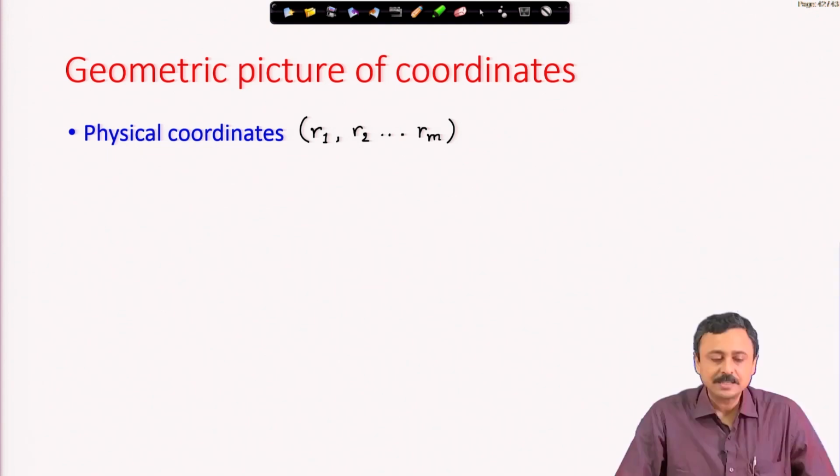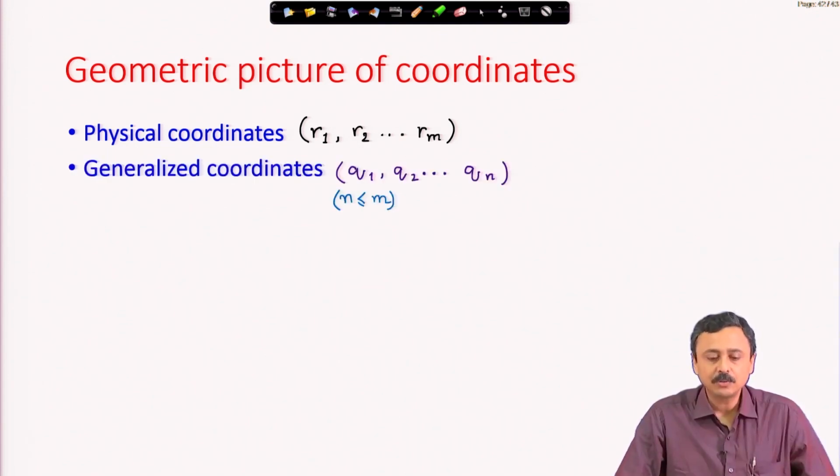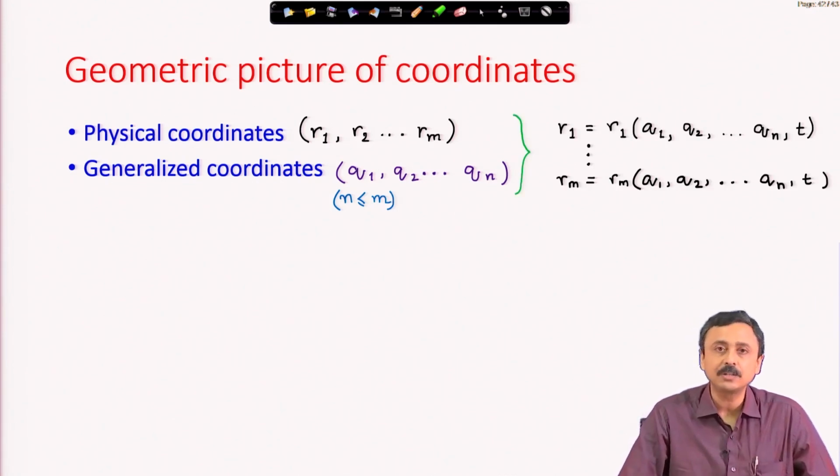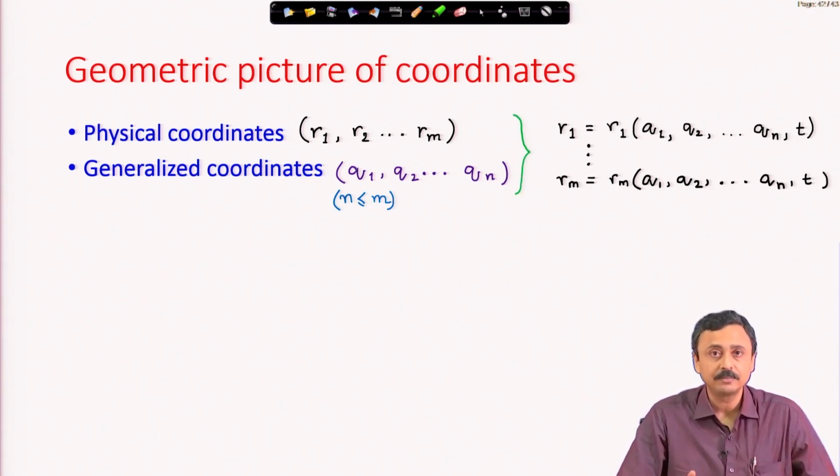Let us try to picturize this. We have m physical coordinates, and n generalized coordinates where n is definitely less than or equal to m, and there are algebraic relations that relate the physical coordinates to the generalized coordinates. This we must have, because all our dynamics will be represented using the physical coordinates to start with, but then we are going to switch to generalized coordinates. Therefore, we should be able to represent the physical coordinates in terms of the generalized coordinates.